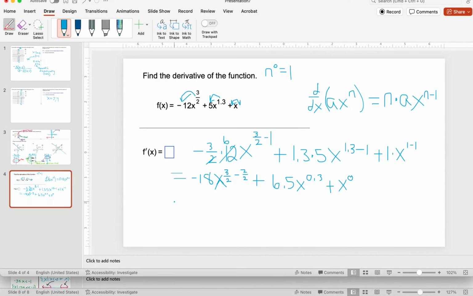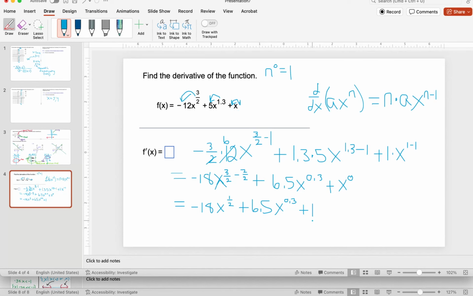Okay? So then here I've got negative 18 x to the, just like you said, 1/2, right? Plus 6.5 x to the 0.3. And then, like I said, anything to the 0 is 1, so that just becomes 1. That's why I told you it's always going to be whatever the number is in front. If there was a 2x, it would be 2.